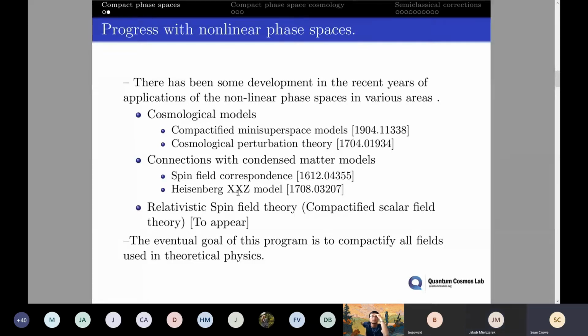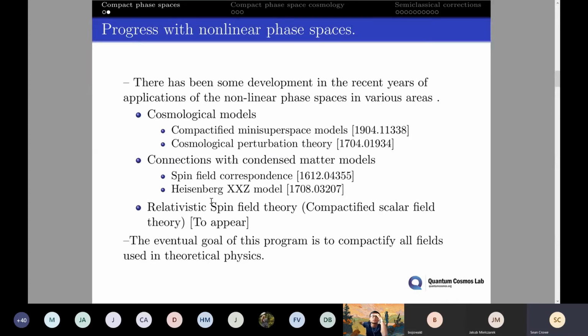Also, connections with condensed matter models were explored. For instance, in this paper here, there's a correspondence between condensed matter models and scalar fields. Many different varieties of Heisenberg models turn out to limit towards scalar fields in the limit where the phase space curvature goes to 0.